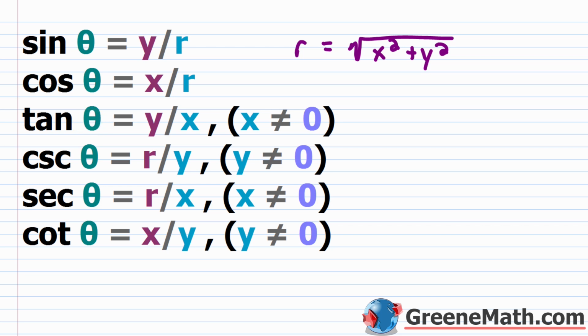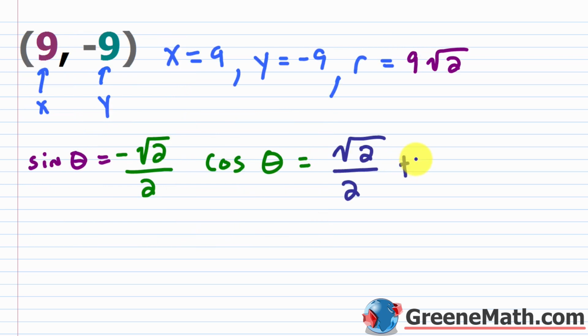Okay, so the next one is the tangent of theta. So y over x. So the tangent of theta. What is y? That's -9. What is x? That's +9. So that would be -1.